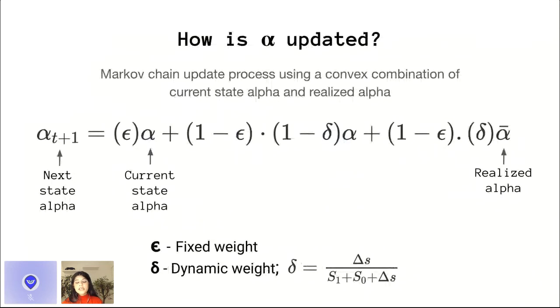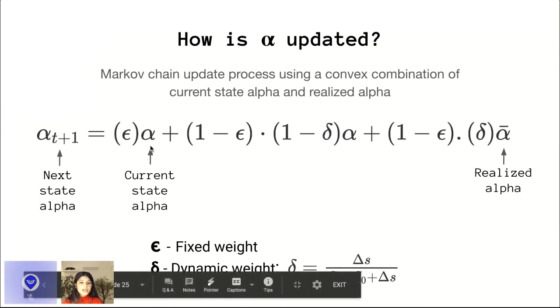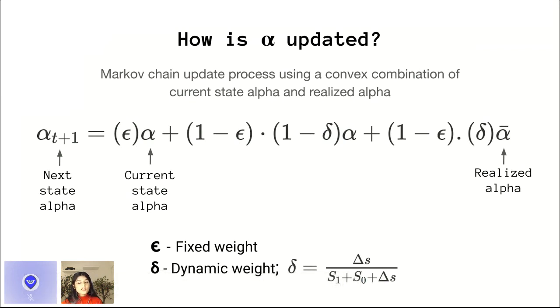If you want to go more into detail, alpha is updated using a Markov chain update process, which employs essentially a convex combination of the current state alpha as well as the realized alpha upon the agent taking the action, right? The reason why we use this convex combination is because we want to ensure that there's not a ton of volatility in the system. Whenever an agent places an action, the alpha update that comes out of that action respects the previous alpha. It doesn't have to move too wildly from it. So that's the reason why we have this epsilon here, which is the weight on the alpha, and that determines how volatile this particular alpha parameter can be.